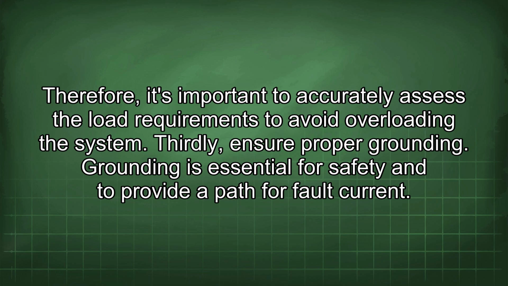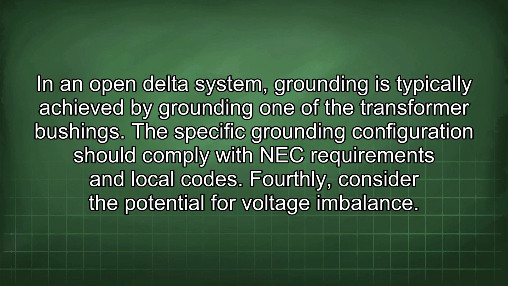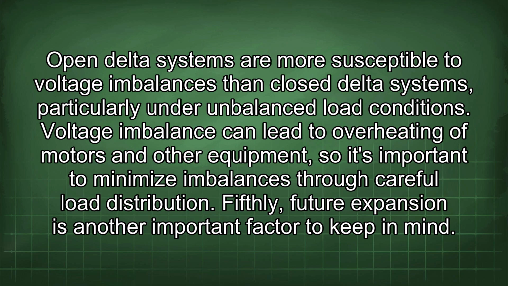Thirdly, ensure proper grounding. Grounding is essential for safety and to provide a path for fault current. In an open delta system, grounding is typically achieved by grounding one of the transformer bushings. The specific grounding configuration should comply with NEC requirements and local codes. Fourthly, consider the potential for voltage imbalance. Open delta systems are more susceptible to voltage imbalances than closed delta systems, particularly under imbalanced load conditions.